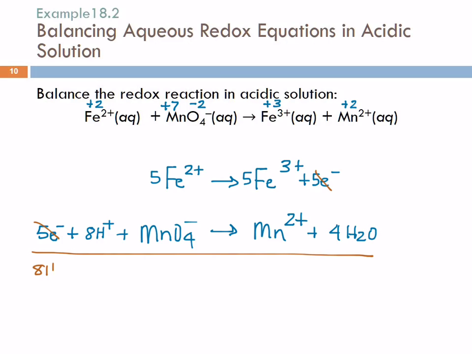So I'm going to get 8 hydrogen ions. I'm going to put my state symbols back in. And I've got 5 iron 2+ ions and a permanganate ion.